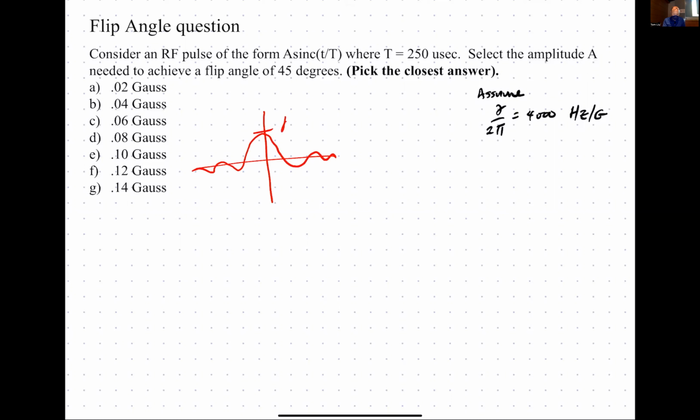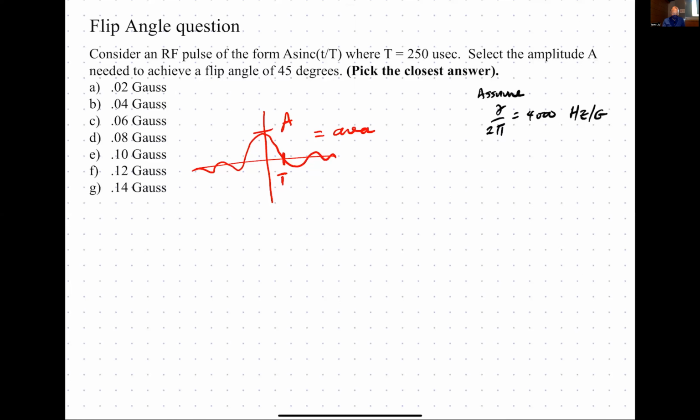It has an amplitude of A, and the first zero is at T. A very good thing to remember is that the sinc of integer values is always zero, so you always want to think about where the first zero of your sinc function is. In general, I want to know the area of this.